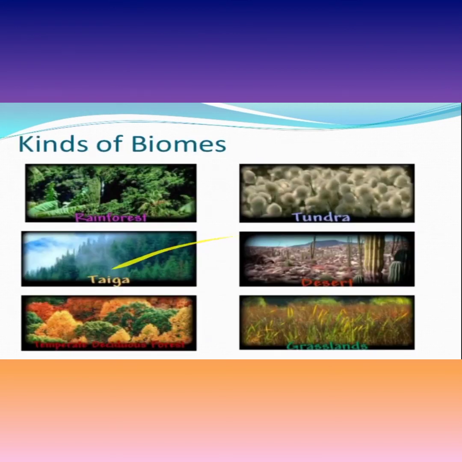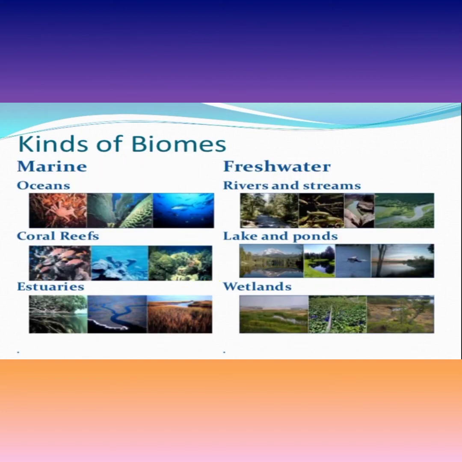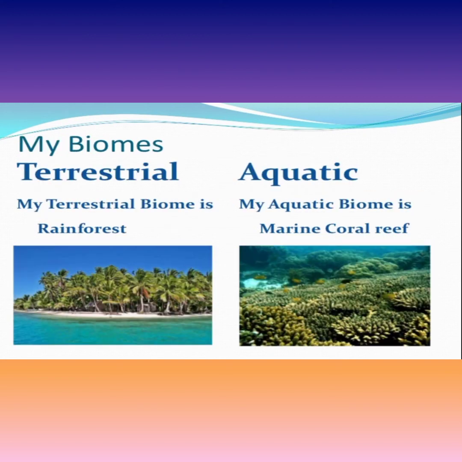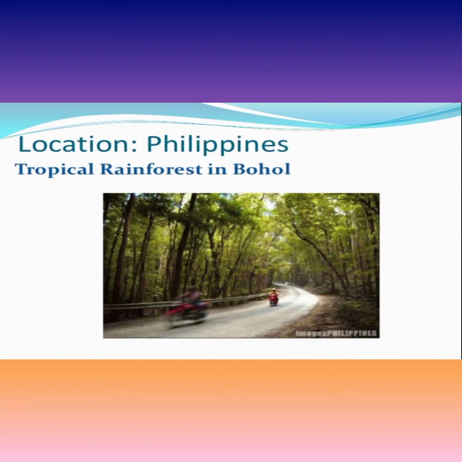freshwater ecosystem. Kinds of biomes: rainforest, tundra, taiga, grassland, marine (ocean, coral reef, estuaries), rivers and streams, lake, ponds, and wetland. Terrestrial and aquatic. My terrestrial biome is a rainforest. My aquatic biome is a coral reef.